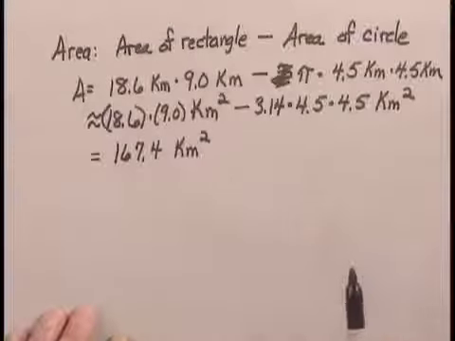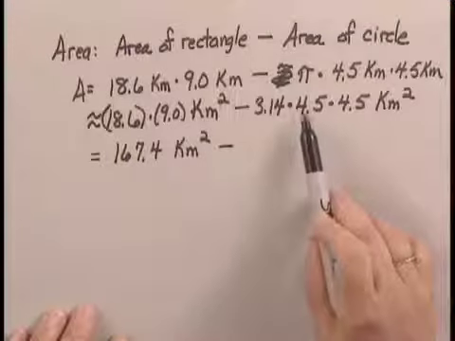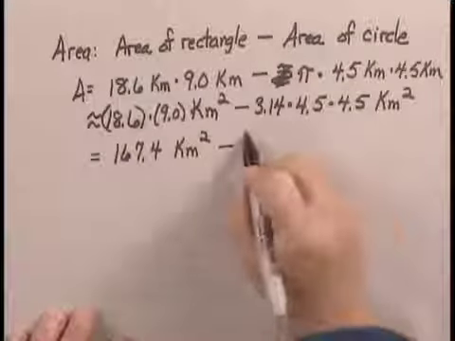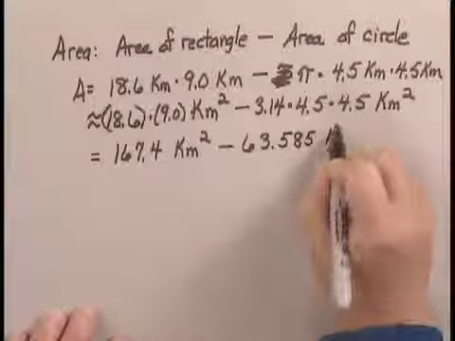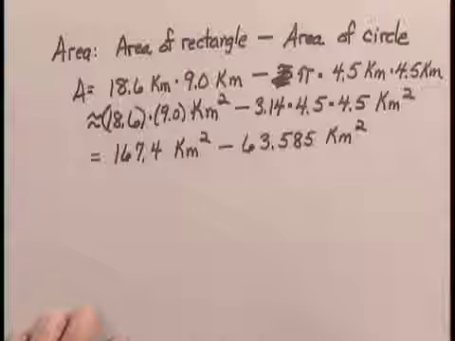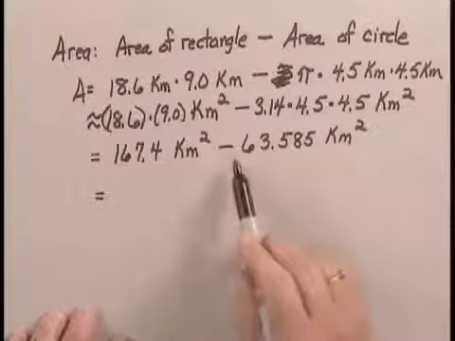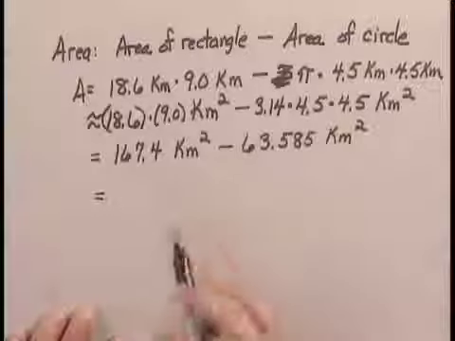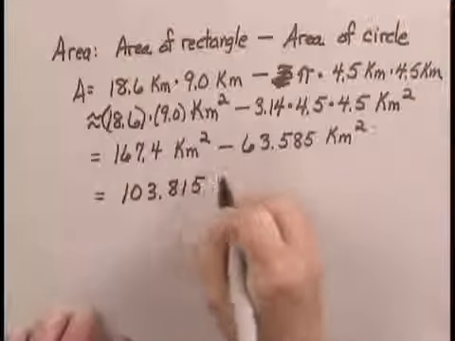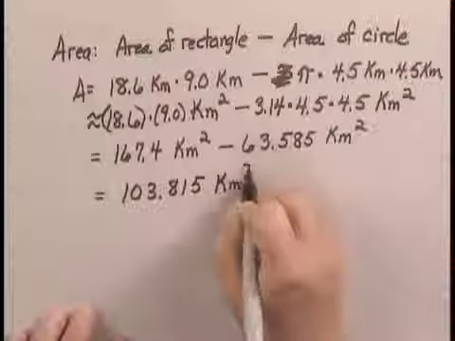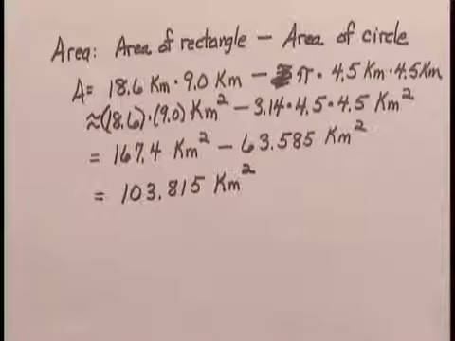I want to subtract out of it the area of the circle, so I multiply 3.14 times 4.5 times 4.5, and I get 63.585 square kilometers. And finally, I subtract 167.4 minus 63.585, and I get 103.815 square kilometers. So the area of the shaded region would be 103.815 square kilometers.